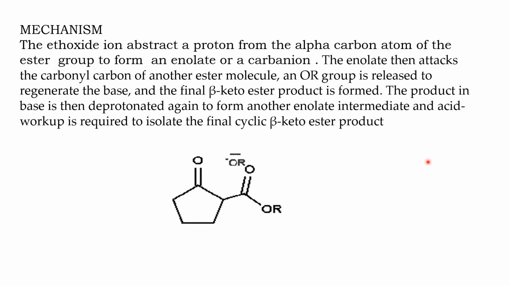OR minus is released. Now here we have another H. One more H is there. The base will come and take this H, so that again an enolate, cyclic enolate is formed. See, double bond O minus. Now H plus will come. It will rearrange to form the final cyclic beta keto ester.